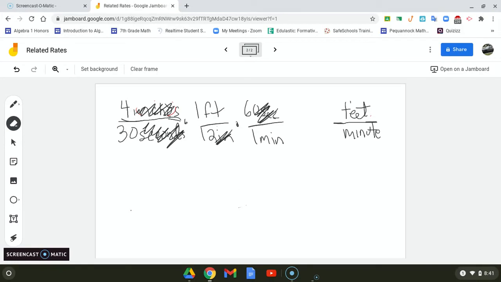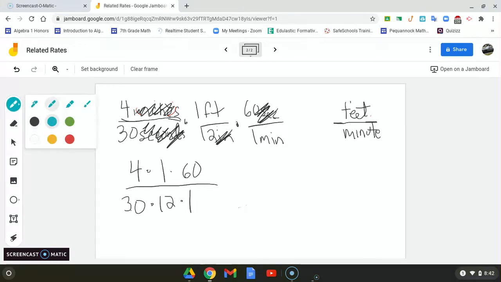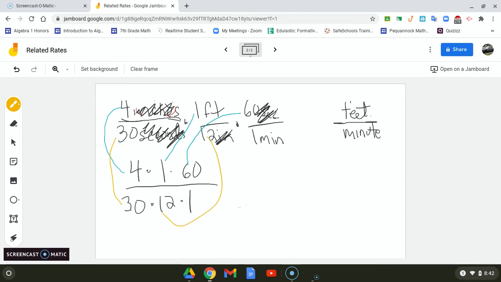And we'll just rewrite the arithmetic to make it neater. So we have 4 times 1 times 60 over 30 times 12 times 1. Again, where we're getting these numbers from: the 4, the 1, and the 60, and then on the bottom, the 30, the 12, and the 1. Okay, so now we're going to just do some reducing and see how we do.